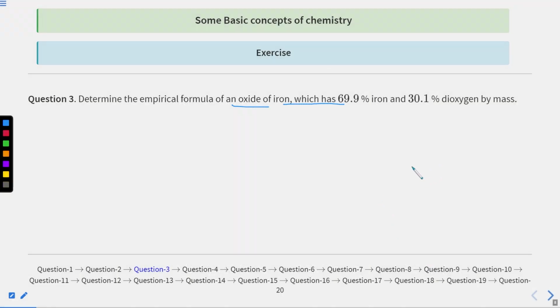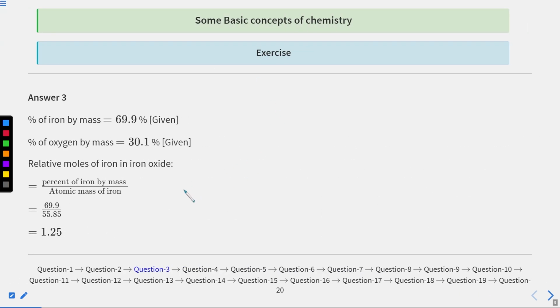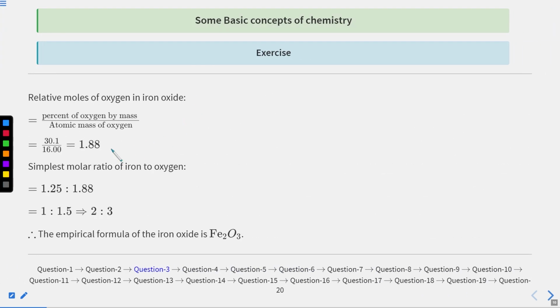So it would be FeO2. Okay, it would be FeO2. So 1.25 for this and 1.88 for this. So that would be 1 to 1.5. That is 2:3. So they have taken the ratio of this all. That results in 2:3. Therefore, the empirical formula is Fe2O3.